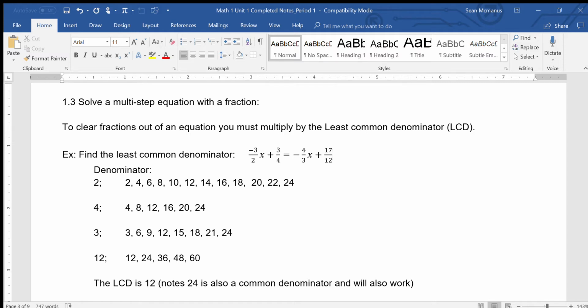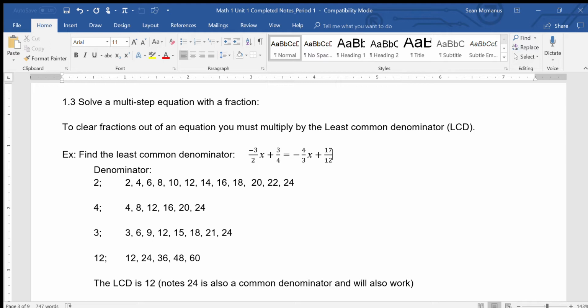Okay, section 1.3 is going to be solving multi-step equations with fractions. So we've mentioned through all the unit 0 stuff that these things really build on each other day to day or section to section. So we've done solving multi-step equations. We've actually seen some of them with fractions already, but we're really going to focus today on clearing the fractions out of our equation. We mentioned before you don't really have to do that necessarily first.